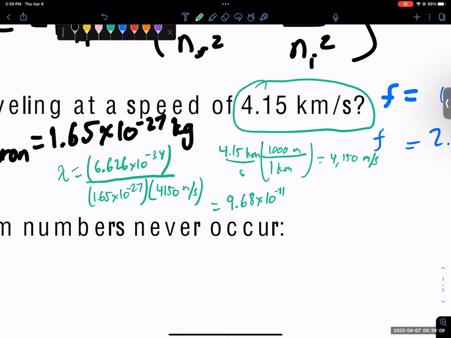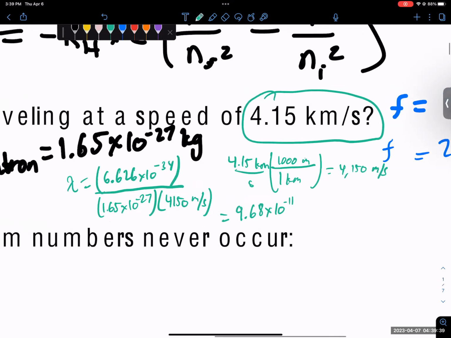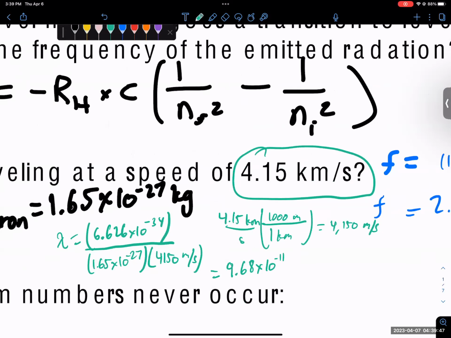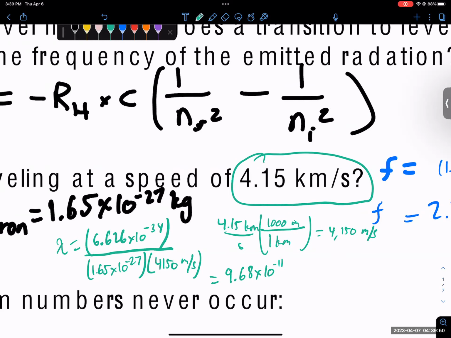Kennedy, what do you think? Anyone? So 10 to the negative 11. The variable we're solving for is what? Everyone, we're solving for wavelength. Emphasize the length there. So what's the most common unit for length? What is the SI unit for it?